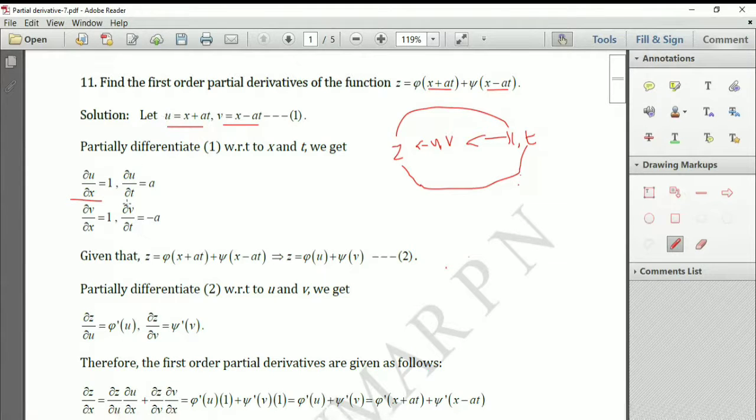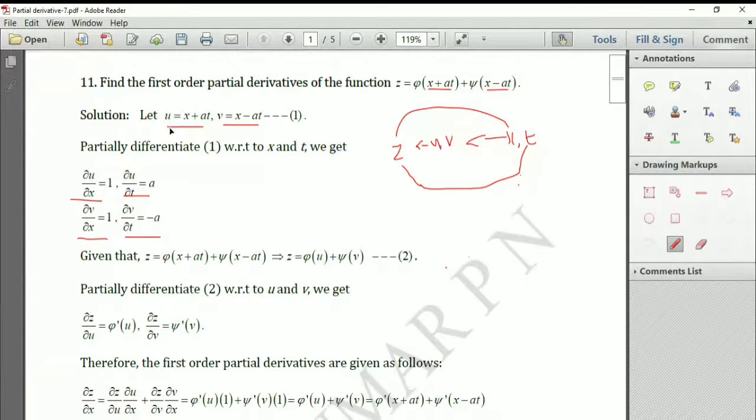Similarly, dou u by dou t is equal to derivative of x is 0, because it's a constant, plus a is constant, we'll keep as it is, into derivative of t is 1. So a into 1 is a. Now similarly, what is the derivative of v with respect to x? Dou v by dou x equal to derivative of x is 1 minus derivative of at is 0. So simply you will get 1. Similarly, dou v by dou t is equal to derivative of x is 0, minus a is constant, because it is a product, I'll keep minus a as it is. Then what is the derivative of t? 1. 1 into minus a is minus a. So that is your dou v by dou t.